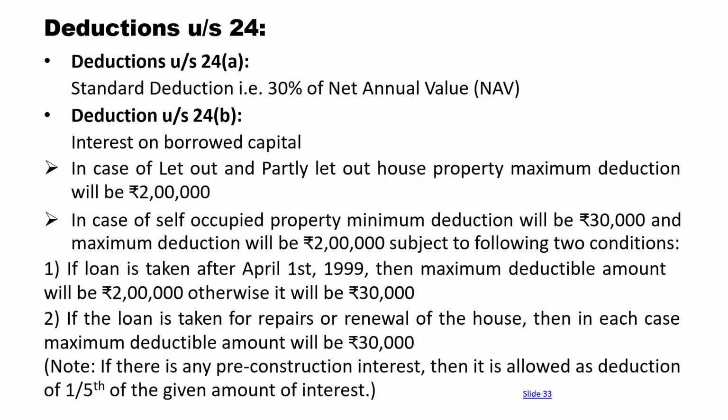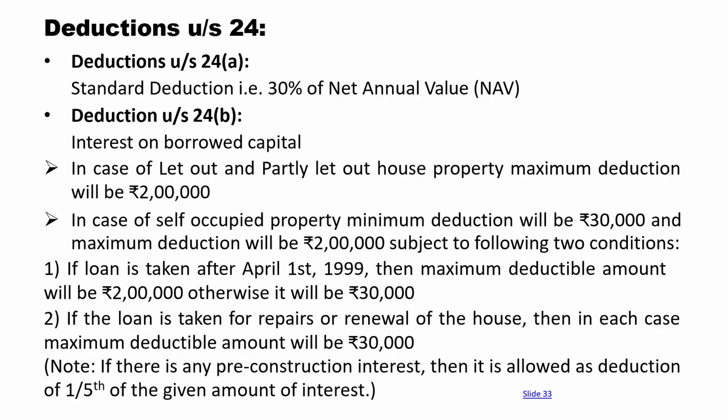At that time, the maximum amount of interest the assessee will get as deduction is rupees 2 lakhs. And if the construction is not completed within 2 years, at that time the assessee will only get rupees 30,000 in relation to the self-occupied house property. And suppose the loan is taken by the assessee for the renewal or for the repair of the self-occupied house property, then the deduction amount is only rupees 30,000. Clear? Understood?